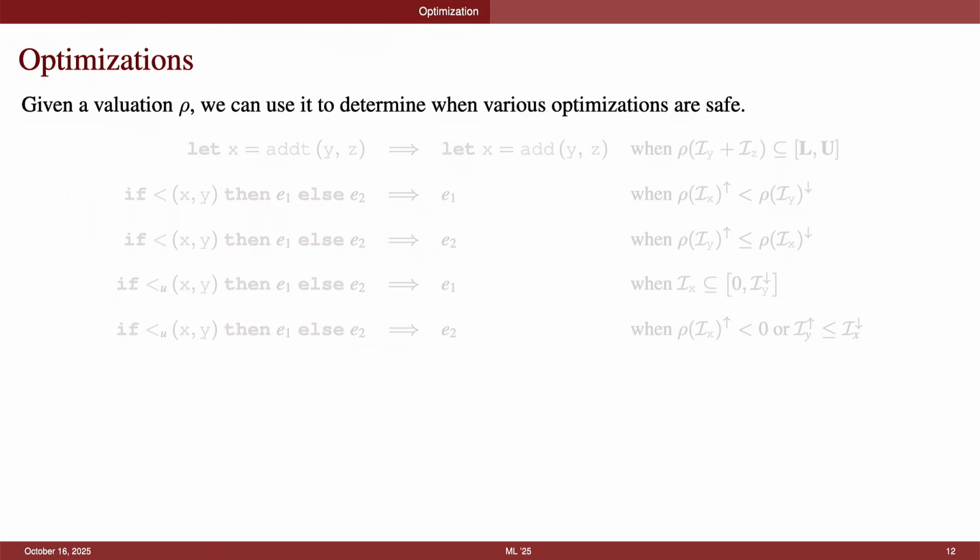Okay, so once we have this valuation, we can actually use it, which is the goal of all this work. Given rho, if you have a trapping addition, you can weaken it to a non-trapping addition if rho of the interval expression that describes the result of that addition is contained within the range of representable values.